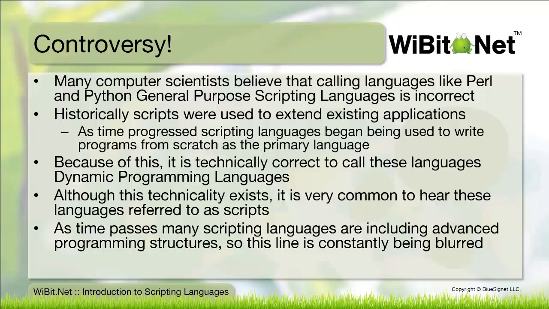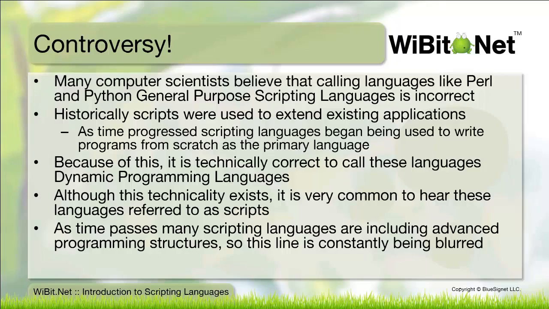But so we have Perl and Python, general purpose scripting languages, dynamic programming languages. Which is correct? Both are correct. Why not both? Historically, scripts were used to extend existing applications, and as time has progressed, scripting languages began being used to write programs from scratch as the primary language. Because of that, it is technically correct to call these languages dynamic programming languages, but they were already called general purpose scripting languages, so both are true.